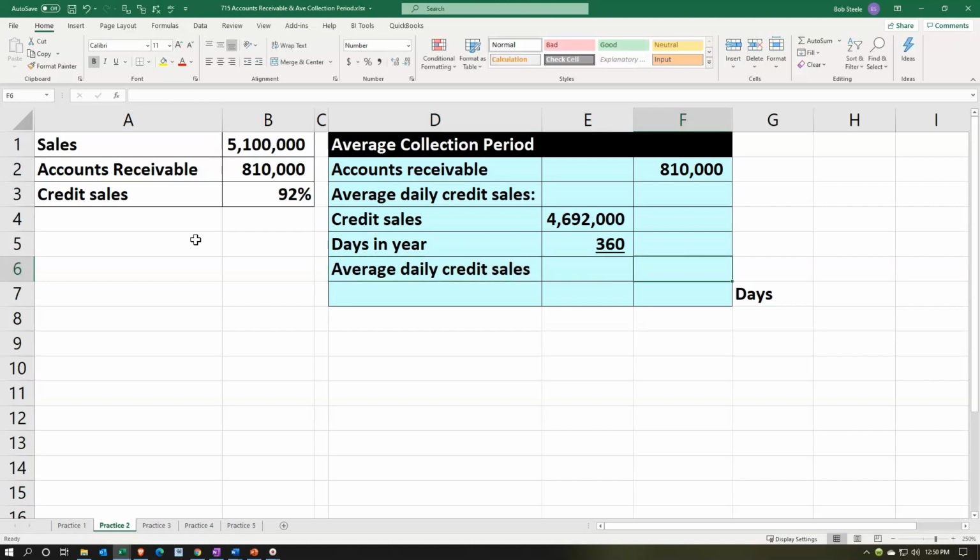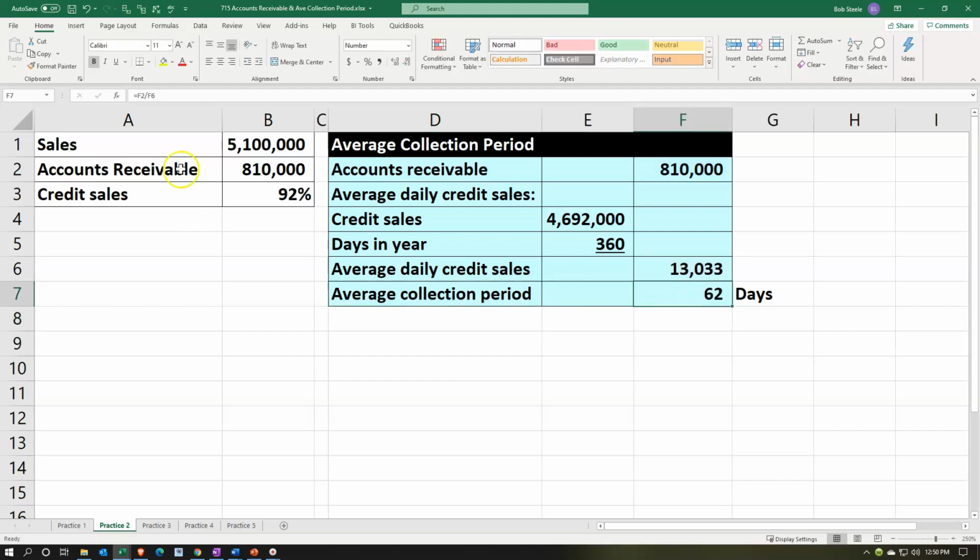I'm going to put that on the right-hand side. It's going to be equal to the credit sales divided by the number of days. That gives us the average daily credit sales. That's going to then allow us to calculate the average collection period, which we'll put on the outside. This will be equal to the 810,000 divided by the 1333.